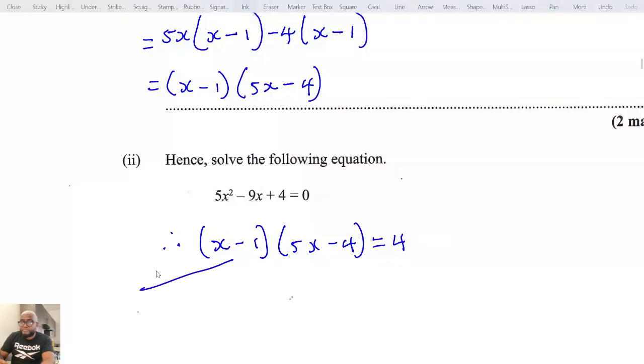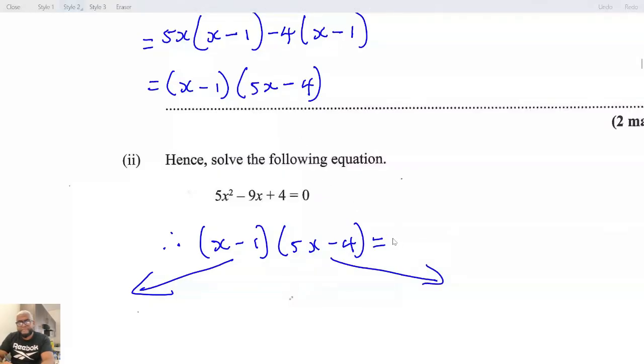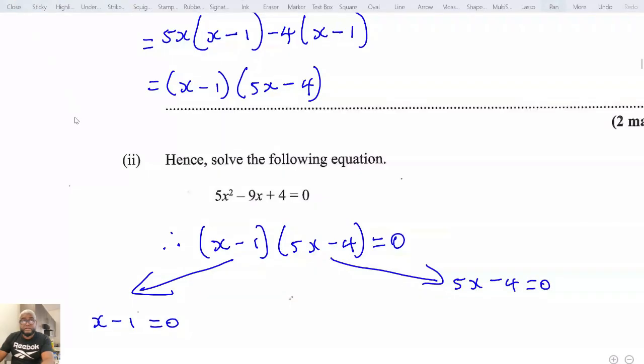At this point here, you branch off into two answers. Each is equal to 0. So you branch off into two brackets: x minus 1 is equal to 0, and then 5x minus 4 is equal to 0. Everybody good there? That's how I'll go back up.